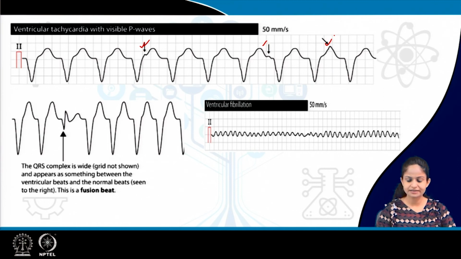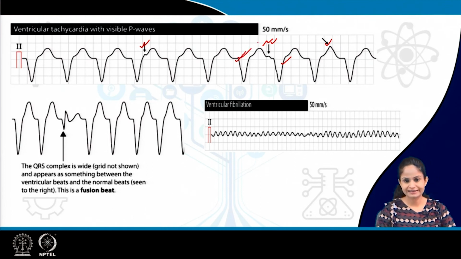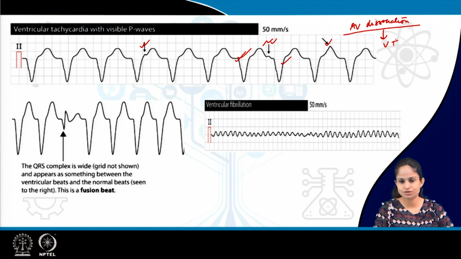What we can see is the AV dissociation. That means there is AV dissociation, P waves are seen usually and QRS complexes are seen separately. AV dissociation is very much confirmatory in case of VT. Whenever AV dissociation is occurring, that means it is ventricular tachycardia.